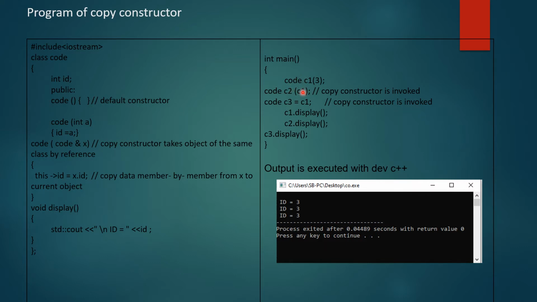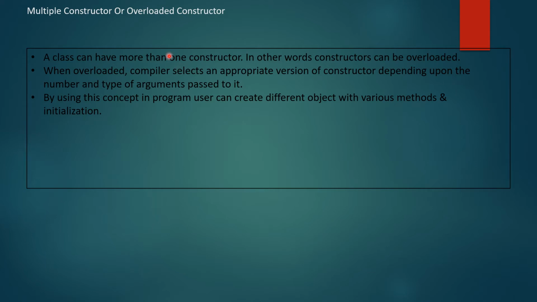How will it copy? Just look here: c1 will come here and it will execute this part. What is the value of c1.id? That is 3. So 3 will get assigned to the id of that particular object. What is this object? C2. So the value of id of C2 will also be 3. And then code C3 = C1. It is just an assignment operation. All data members of C1 will get copied into C3. Then we display C1, C2 and C3. So C1 has 3, C2 has 3 and C3 also has 3. The id value is 3.